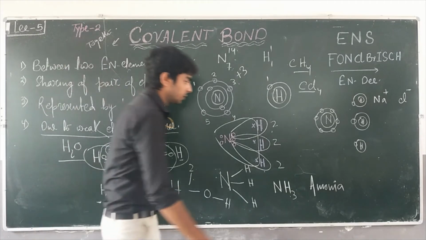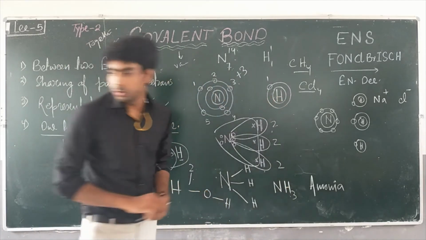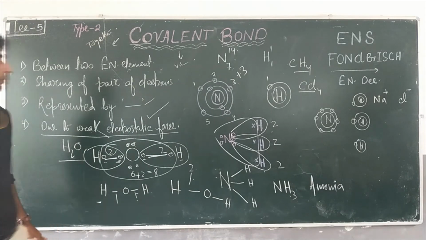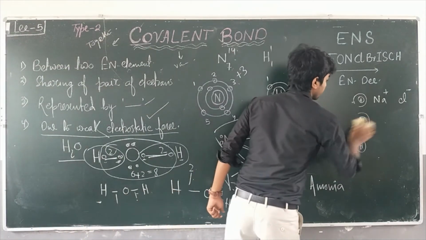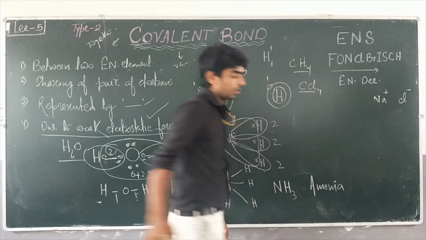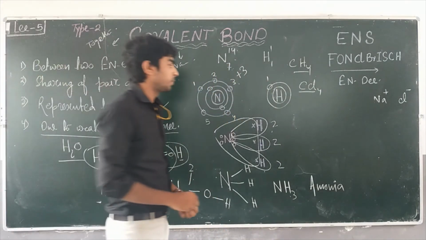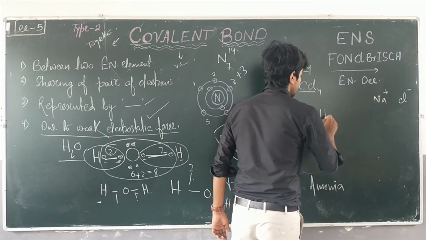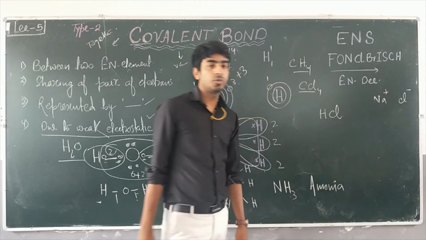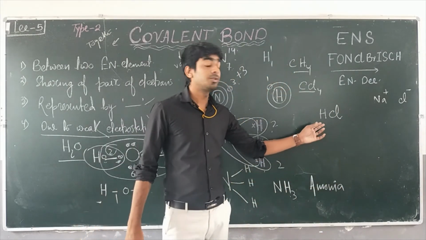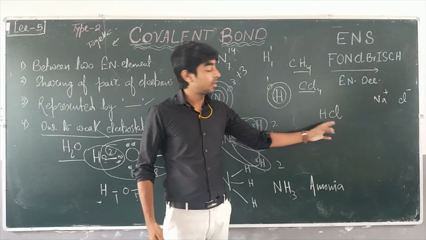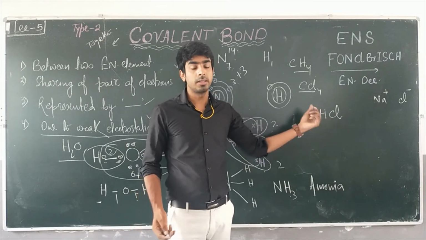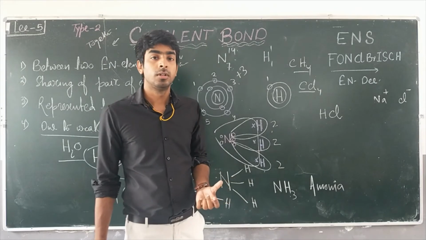See, I'm showing you a very simple example. The example of HCl, hydrogen chloride. Now you can see hydrogen is basically a non-metal and chlorine is also a non-metal, and they share the bond. We call it a covalent bond.